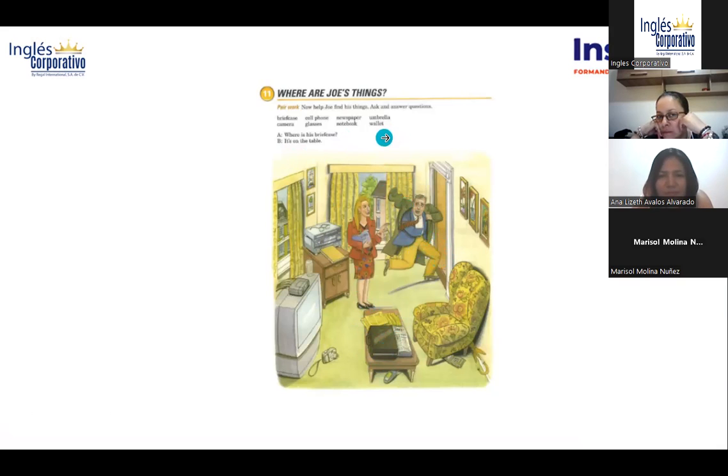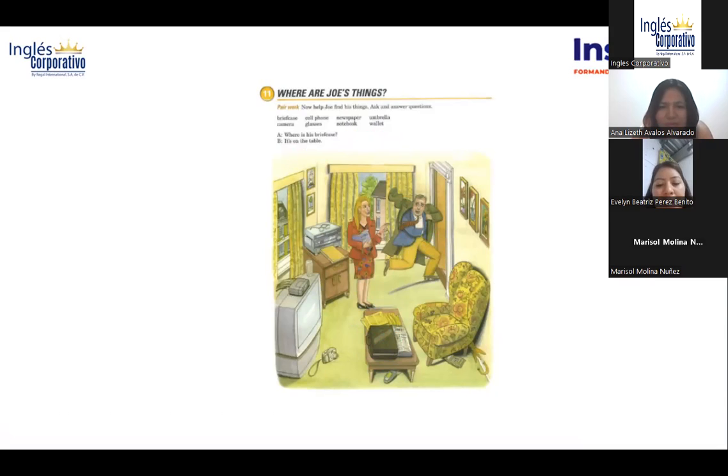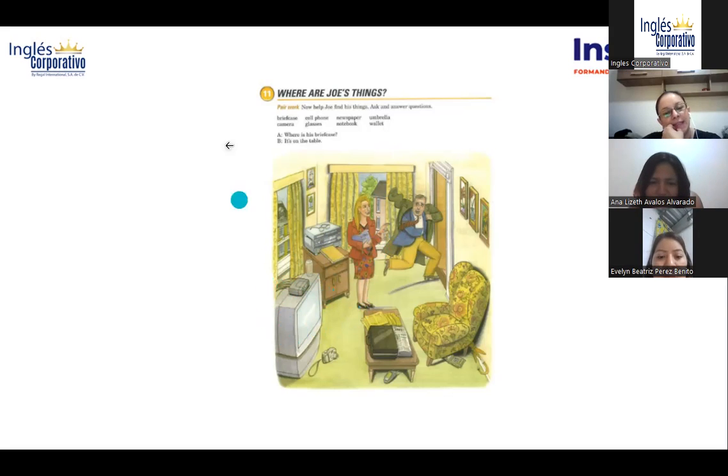Guys, where is in this case the wallet? Where is the wallet? The wallet está on the table. No. No está sobre la esa cosa, ¿ve? Está sobre radio, quizás. Is below. Television. This? Television. Ah, on the television. On the television, all right? So, guys, where is the newspaper?